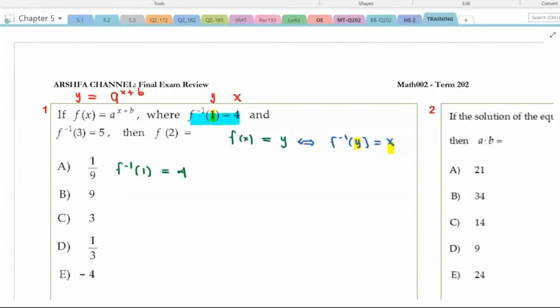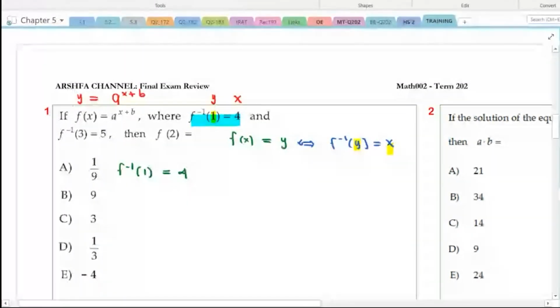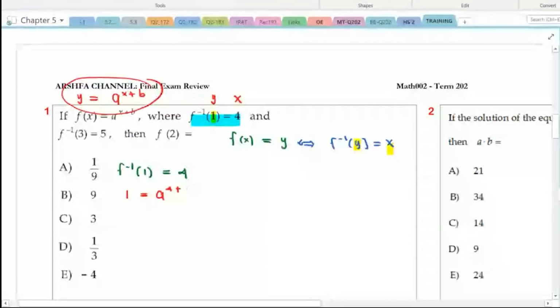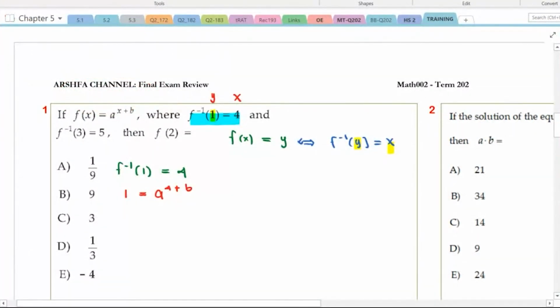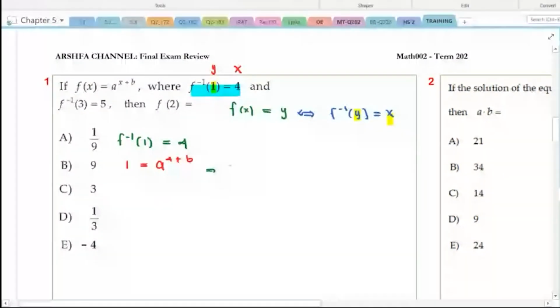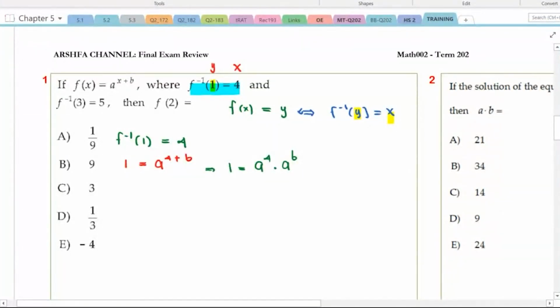Gentlemen, what is y here? We are going to substitute in this equation. y is equal to 1, which is going to be equal to, the function is a to the power of x. What is x? Our x is equal to 4, and then plus b. Then what do we do? We can decide to rewrite, gentlemen, using the idea from 001. We can break this one into, let's say, 1 equal to a to the power of 4 multiplied by a to the power of b.